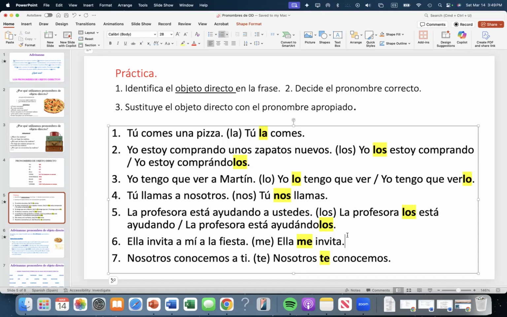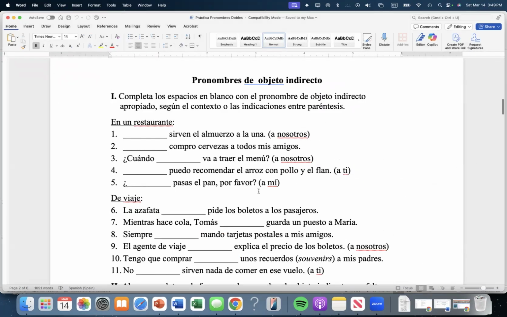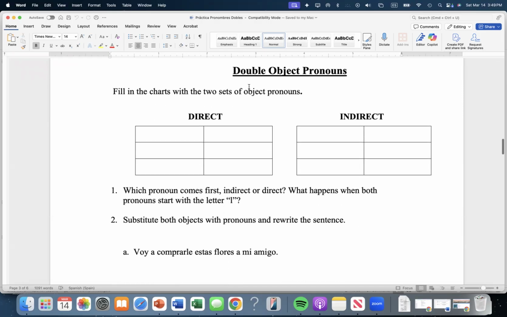So this is good review for direct objects and pronouns. Again, let me leave that there for a few moments. Those are your direct object pronouns. And let's go ahead. There is a sheet here that I created for you. Let's go ahead and fill in the charts with the two sets of object pronouns. We have reviewed the direct object pronouns. So we have me, te, lo, la, nos, os, los, and las. That's it for your direct object pronouns.